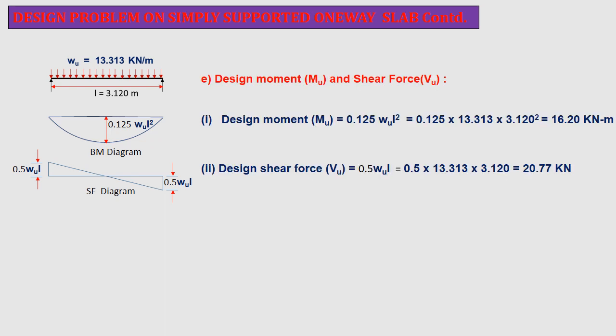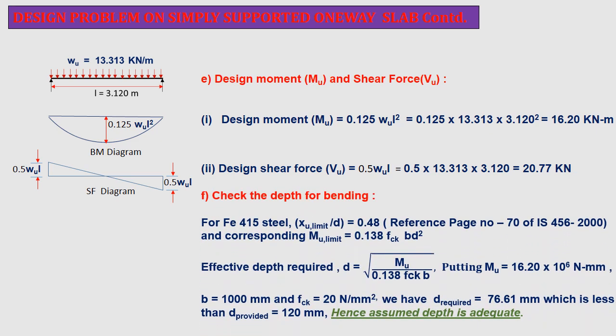So this is the calculation of design bending moment and shear force. By just putting the value of Wu and my effective length L, we get the design moment equal to 16.20 kilonewton meter, and the design shear force Vu equal to 20.77 kilonewton. Now we have to check whether the depth is sufficient to resist the bending moment of 16.20 kilonewton meter or not. So for that, first we consider the xu limit by d.